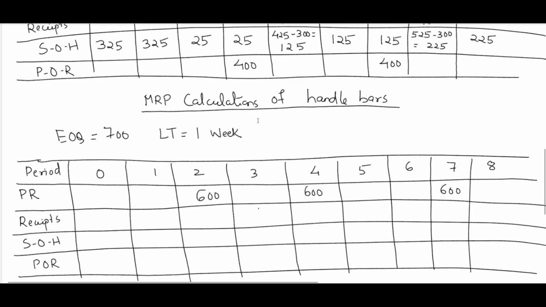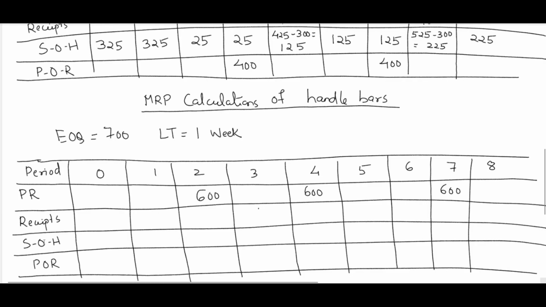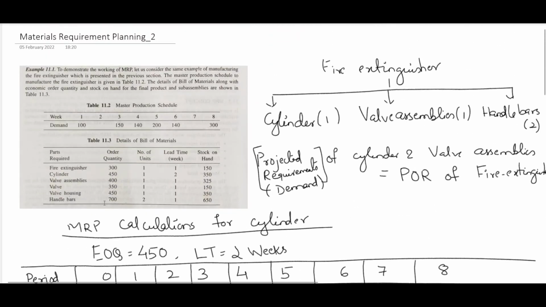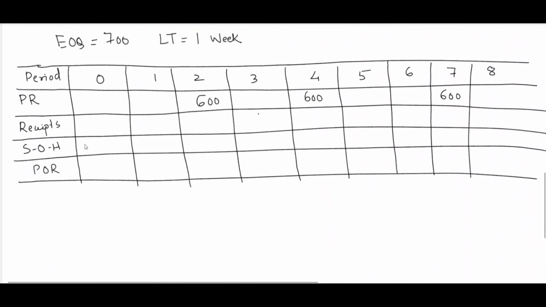If instead of two handlebars it would have been three handlebars, we would have just multiplied 300 into 3, 300 into 3, 300 into 3. That's it. And what is the stock on hand of the handlebars? We can see it is 650. So stock on hand of handlebar is 650 numbers. So this 650 we will carry forward in the first week. So now from the 650 and 600 it is 50, 50 remaining. 50 is stock on hand we will carry forward in the third week.